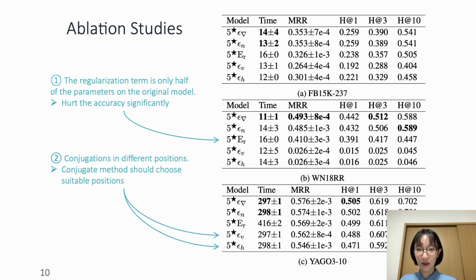The studies show that, first, only reducing parameters in the regularization process will hurt the accuracy significantly, which indicates the conjugation method preserves the model's ability better than simply reducing parameters. Second, the negative conjugation model performs as well as the positive method. Last but not least, the conjugate method should choose suitable positions. For example, 5★εv and 5★εh do not perform as well.